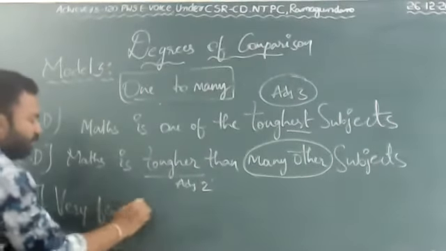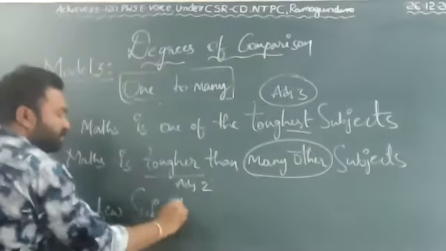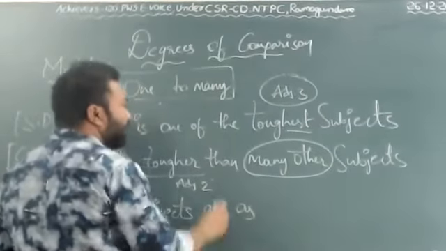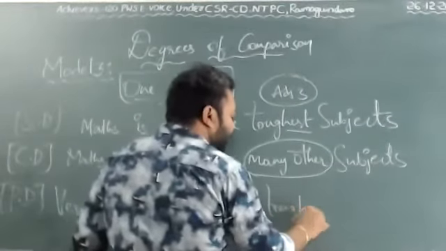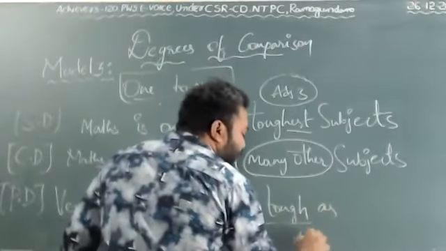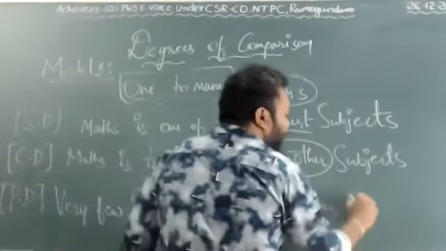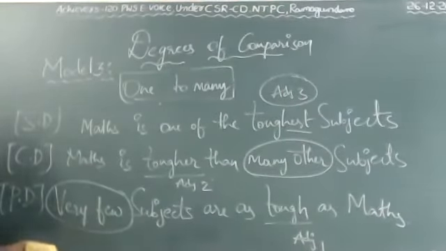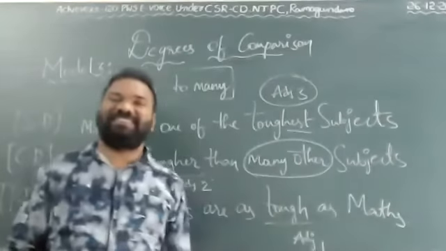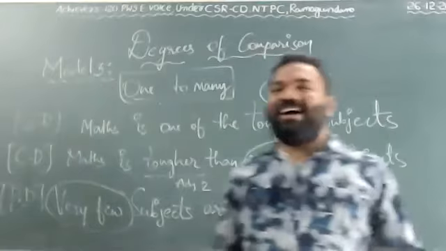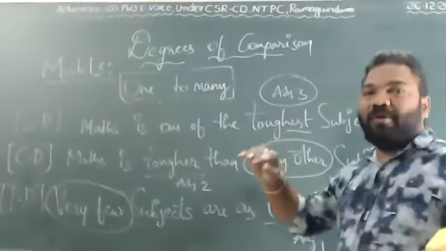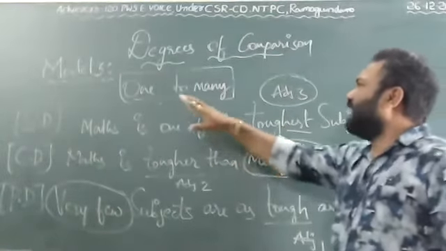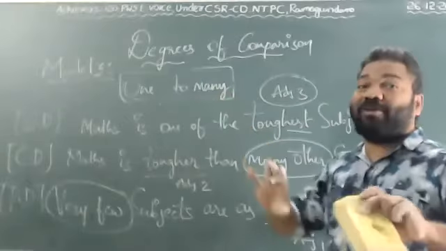Very few subjects are as tough as maths. This must be adjective 1. So here what you have to use? Very few. Very few subjects are as tough as maths. So students, I hope you may have a little confusion about this, but you have to look keenly, that's all. Just spend 2 more minutes on this particular model. Comparison, one to many, not one to all.